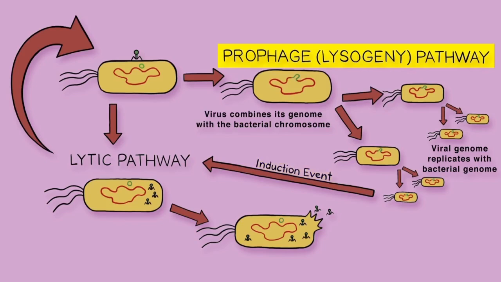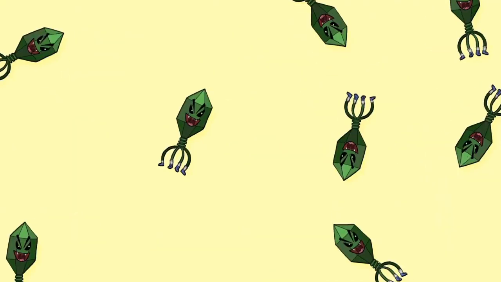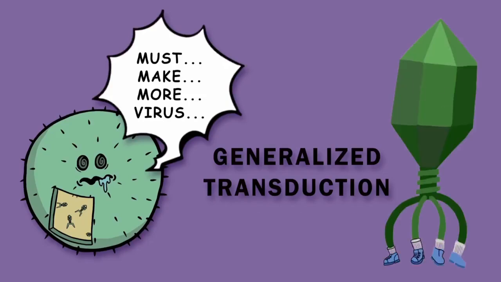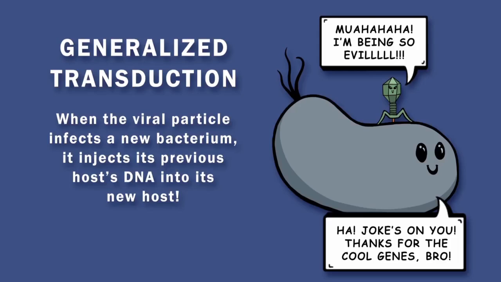The bacterium replicates until induction occurs. The virus switches to the lytic cycle. The cell becomes a virus-producing factory until it gets full of virus, and then lysis, or bursting open, occurs, releasing virus particles into its surroundings. There are two kinds of transduction, generalized and specialized. During generalized transduction, the phage capsid accidentally assembles around a fragment of the bacterial DNA or a plasmid. When the assembled viral particle infects a new bacterium, it injects its previous host's DNA into the new host.